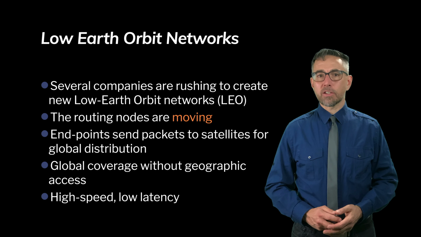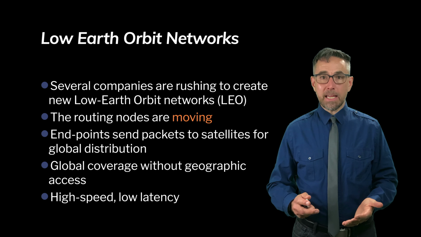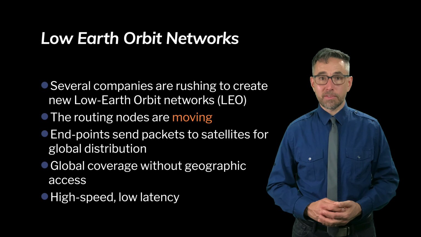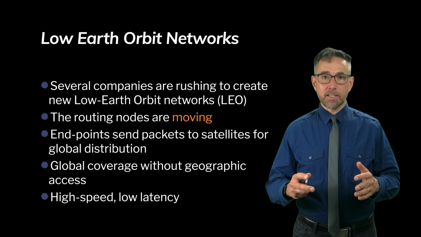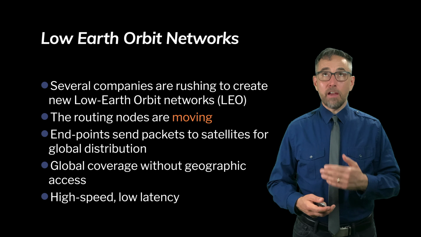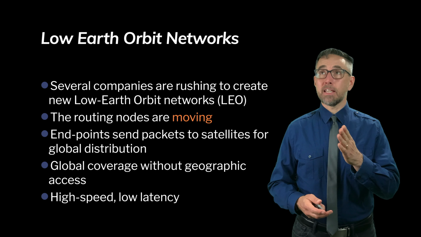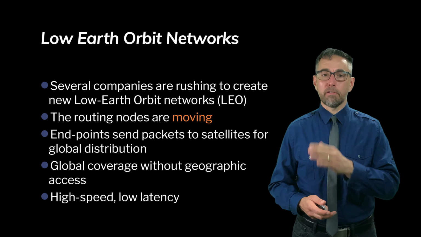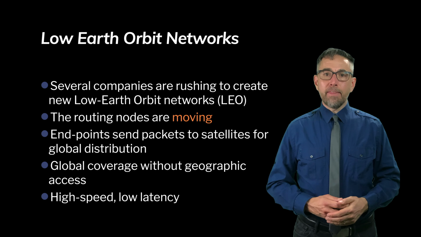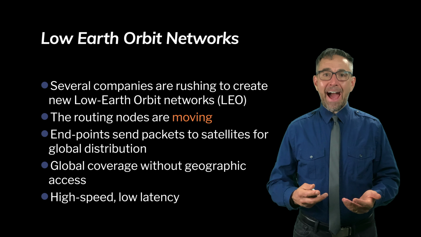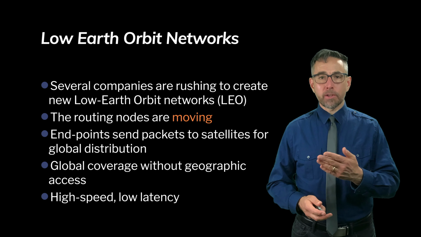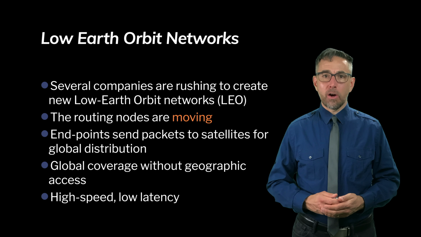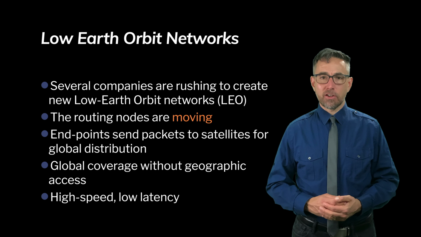These are constellations of many hundreds and in some cases thousands of satellites that move around the sky, and they're not geosynchronous. So from the perspective of the ground, if you were to look up and see one of these, you would see it traveling across the sky. It wouldn't be in a fixed location. And these satellites act as nodes in the network that would collect packets and forward them on to another node in an effort to get it to its destination.